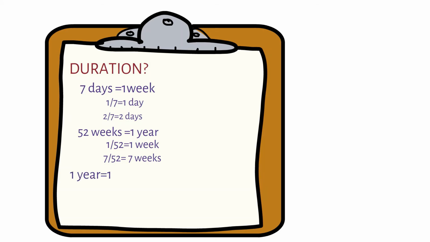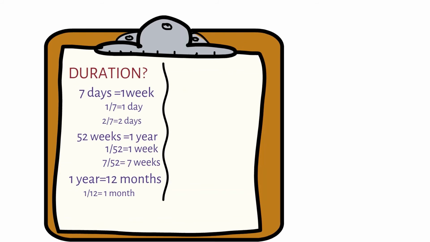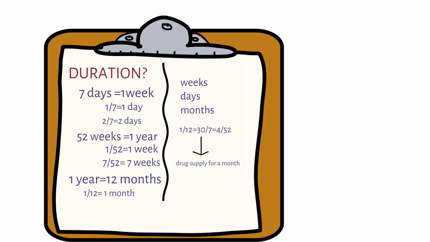When it comes to months, we all know that a year has 12 months. So when a prescription is written 1/12, it means that the prescription is a supply for 1 month. Another thing you need to note is that a prescription can be written in weeks, days, or months. Let's say 1/12 is equal to 30/7 is equal to 4/52. That is basically a drug supply for 1 month. I hope that is clear.